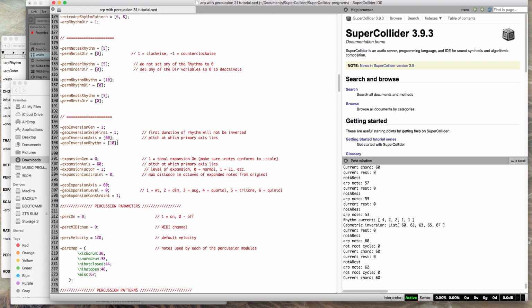So pretty straightforward. Let's just say we're going to have it stay the same for 6 beats, and then it's going to invert, and then 4 beats later it's going to flip back again, and so forth.